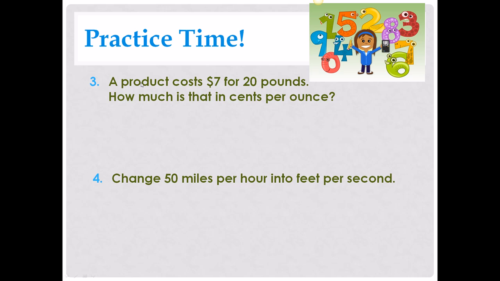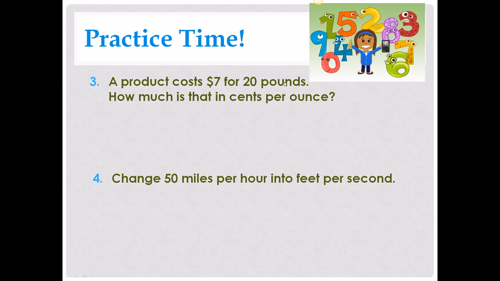Okay, number 3. A product costs $7 for 20 pounds. How much is that in cents per ounce? I think we have a double conversion because this is in dollars and we want it in cents. So we're going to need a conversion between dollars and cents. So $1 is how many cents? 100 cents. But I need that in my numerator, so I'm going to write it as 100 cents is to $1 in the denominator.